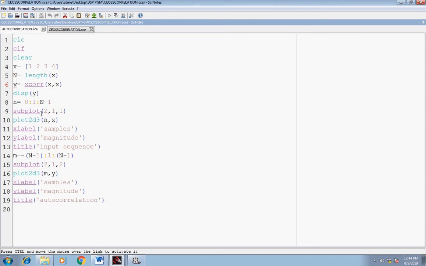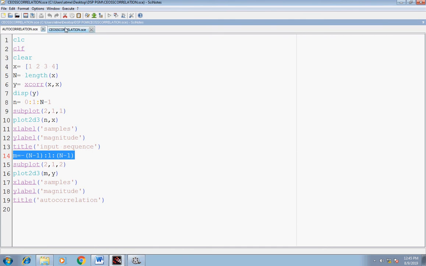So the subplot(2,1,1), the first position is for the input sequence, then next is for the autocorrelation function. So here for the autocorrelation function, the range specified should be from minus infinity to plus infinity, right? Here the minus infinity means we are considering the range n, so it is taken from minus (n minus 1) to plus (n minus 1) at the unit of 1.